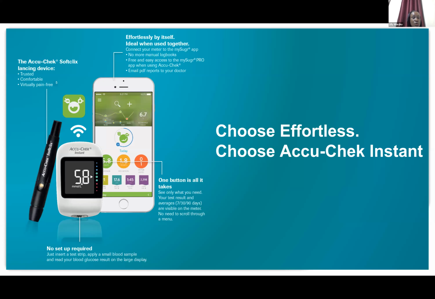Over and above that, we bring in a lancing device that is really comfortable and virtually pain-free. So remember, one of the barriers to self-monitoring of blood glucose is actually pain. Patients say we don't test because testing is painful. So we are bringing a meter with a lancing device that is virtually pain-free.